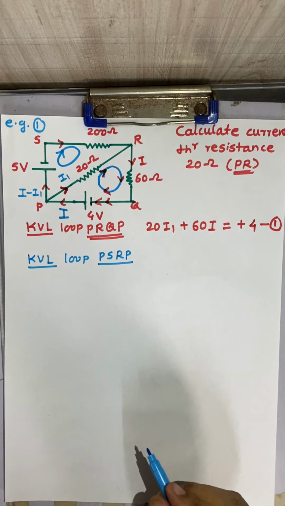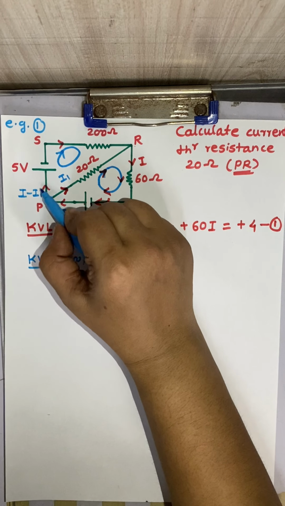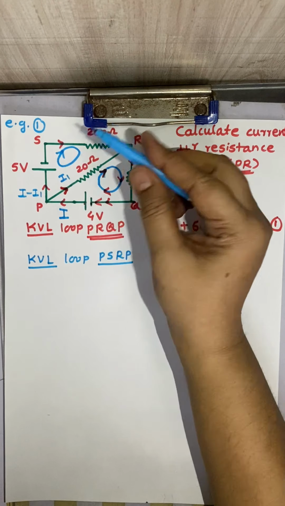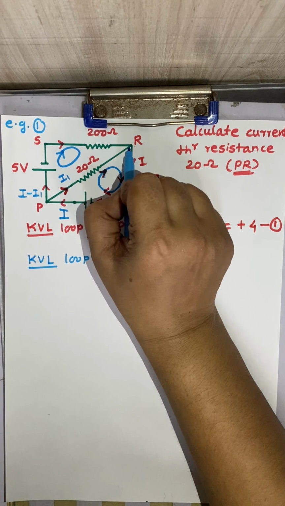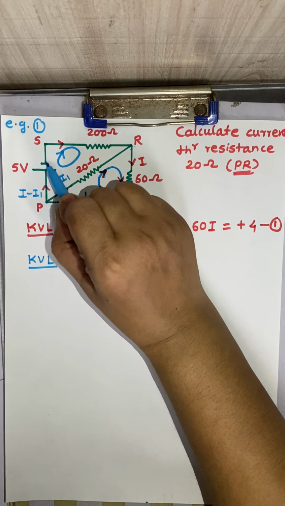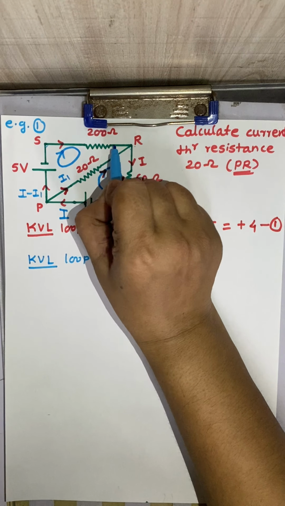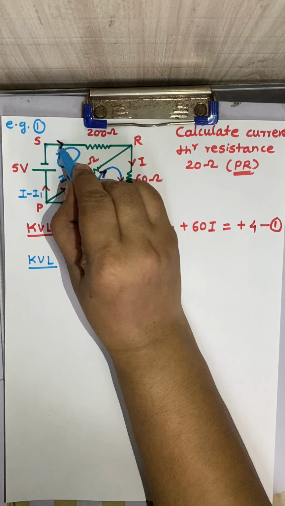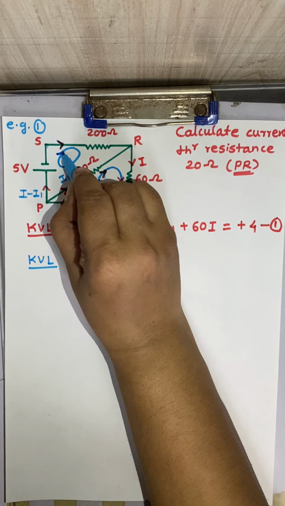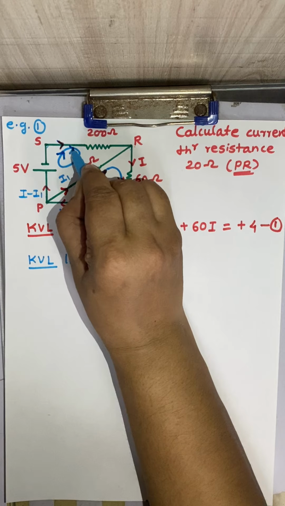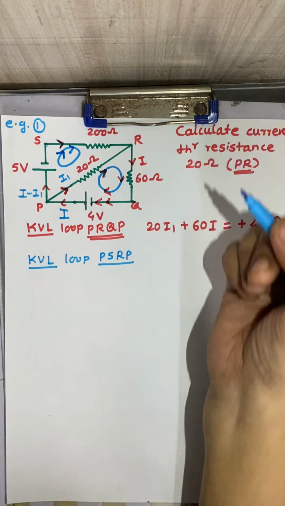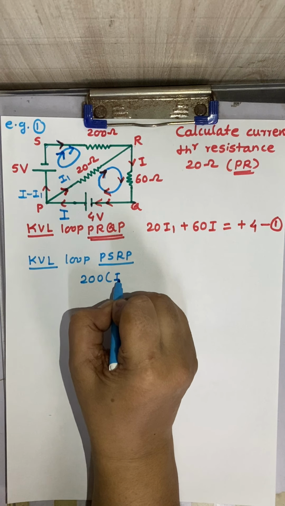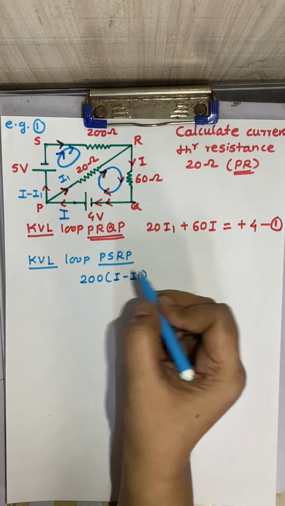PSRP. So we will start with first of all P, isn't it? PSR first, and then we will go for the branch RP. Okay, now for the branch PSR, we can see that the current I minus I1 is flowing through the resistor 200 ohm. Now this is the direction of the current, and traversal is also in the same direction. You can see that both are same direction. Yes, as both are in the same direction, the product of 200 into I minus I1 is considered as a plus.